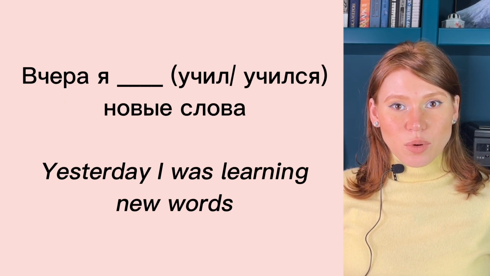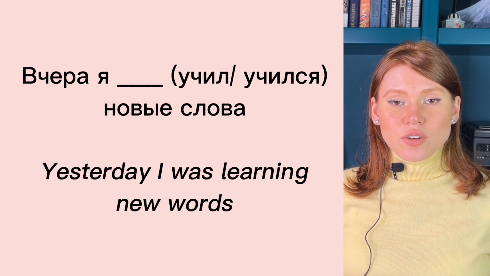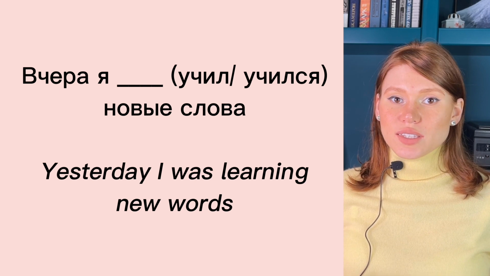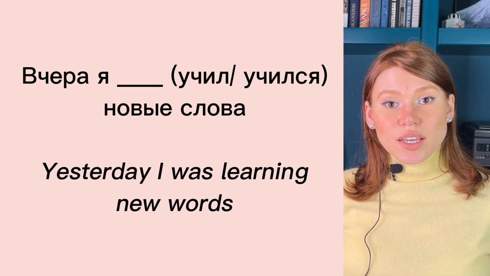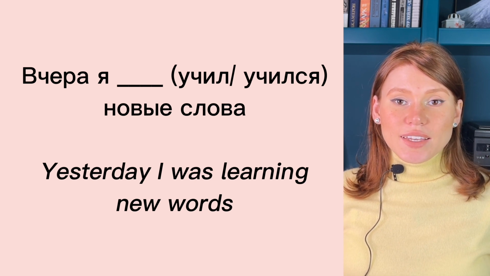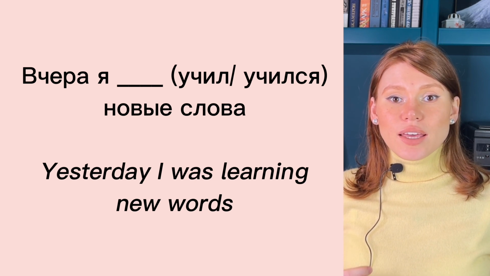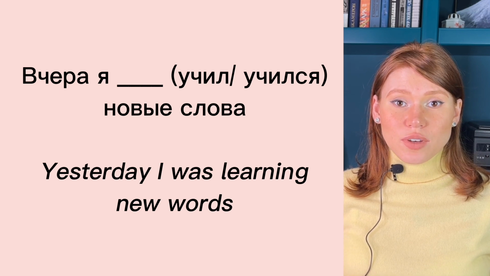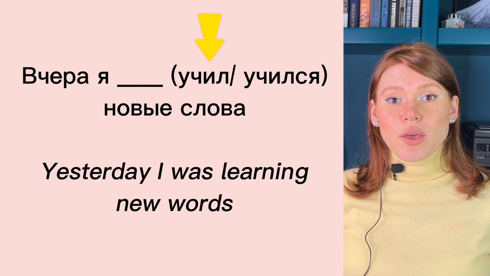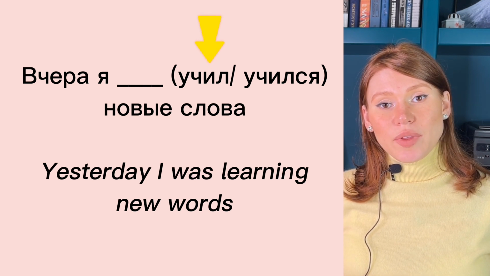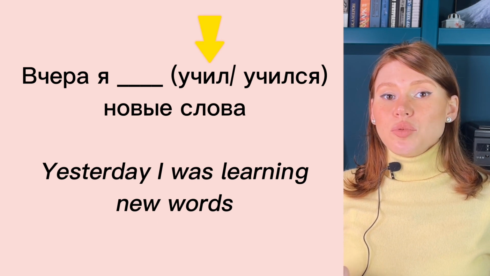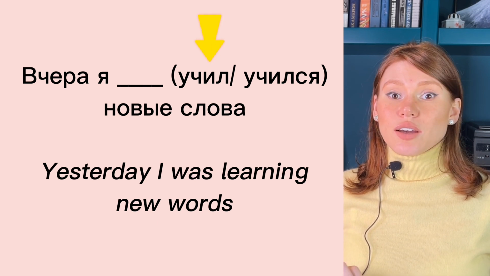Okay, and the last one. Вчера я учил or учился новые слова. Yesterday I was learning new words. And here новые слова is in the form of the accusative. So it is учил, the verb учил, because учился ends in ся. And after the ending ся, it's impossible to use nouns in the accusative case.